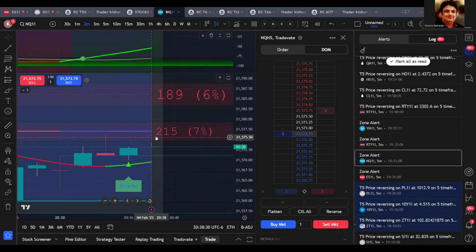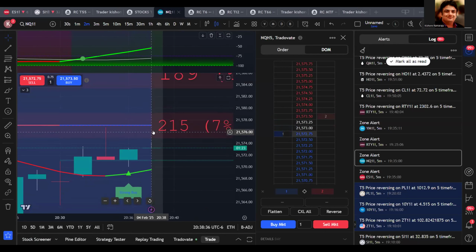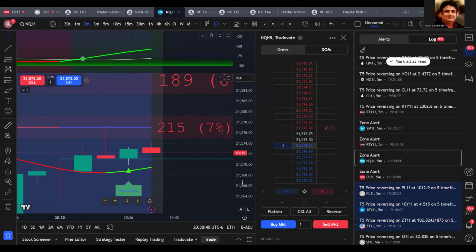There are some sell orders here. If it breaks it, then it will go all the way to 587. Or if it comes back one more time, touches the green line, then again it will go up.